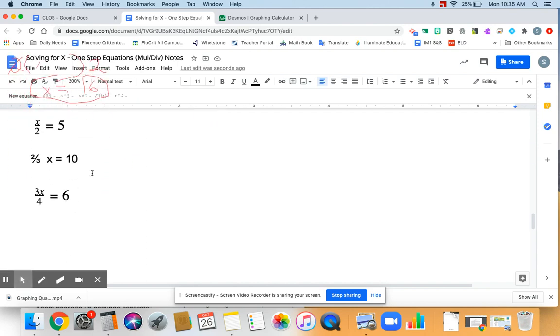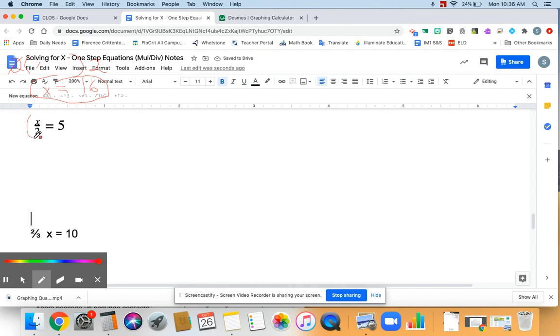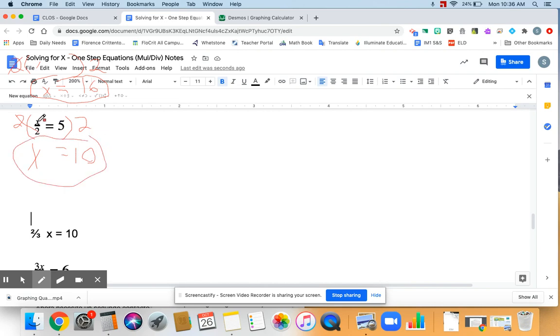So if I do another example, something divided by 2 is going to equal 5. Well, to get rid of the divided by 2 part, I'm going to multiply both sides by 2. Over here, 2 divided by 2 will cancel and just become the 1x. And 5 times 2 is 10. And so x would have to be 10 because 10 divided by 2 is 5.